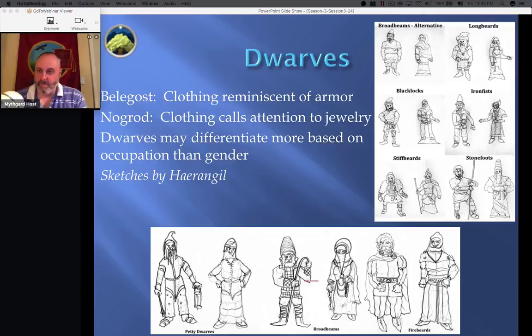And then the picture on the right, from top to bottom, it's broad beams on the left, long beards on the right, black locks on the left, iron fists on the right, stiff beards on the left, stone foots on the right. The comments for the stiff beards were that they were Northern or Siberian, to evoke their cold environment. The iron fists would be sellswords and traders in metals and vaguely Sarmatian or Hun. The black locks would be darker hair and complexion, like pre-Aryan Indian tribes, and the stone foots would be stoic miners with sort of ancient Chinese cultural references in there.